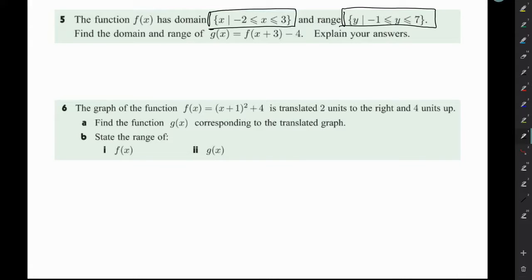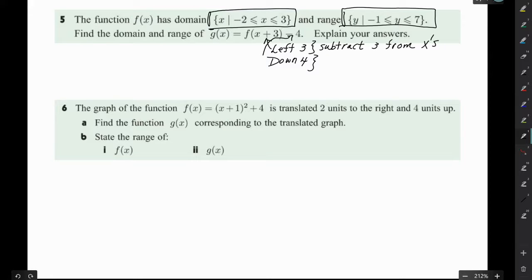Find the domain and range of g of x equals 2 times f of x plus 3, minus 4. All right, so what's happening with the first one when we're talking about +3, right? That +3 means we have to move left 3. If we're moving left 3, we have to subtract 3 from the x's. That -4 means we're going to go down 4.